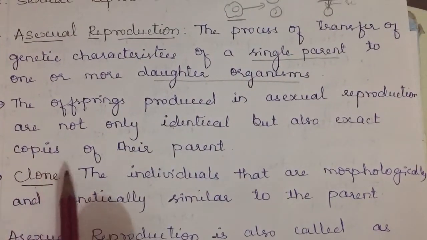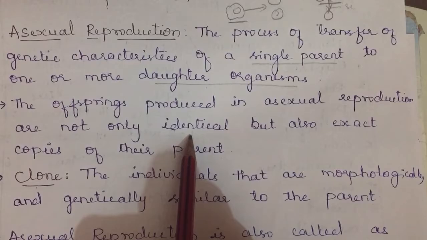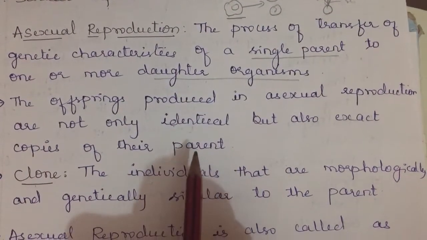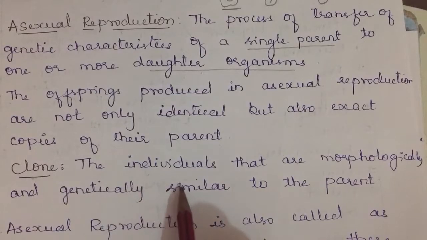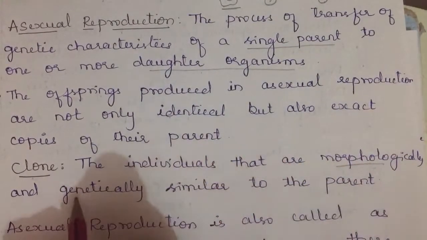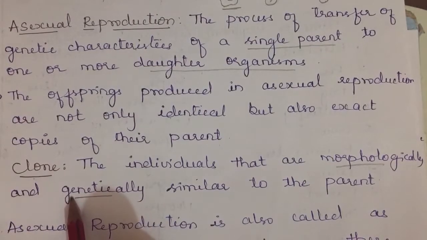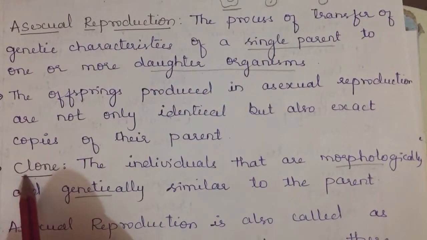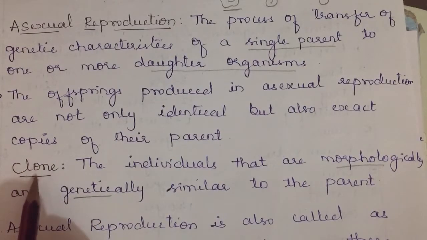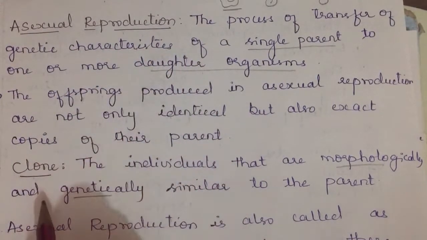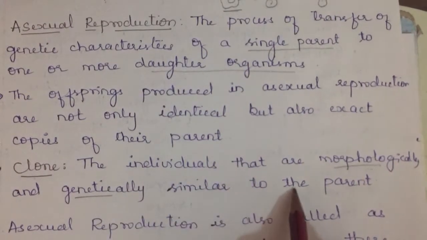The offsprings produced in asexual reproduction are not only identical but also exact copies of their parent. Those individuals are called clones. What is a clone here? The individuals that are morphologically and genetically similar to their parents. Morphologically, that is the external view, is the same, and even the genes present inside are also the same. So it is called a clone. It has been asked many times: what is a clone? Define clone. Or why are asexual reproductive offsprings called clones? Because they are formed from a single parent and the individuals are morphologically and genetically similar to the parents.